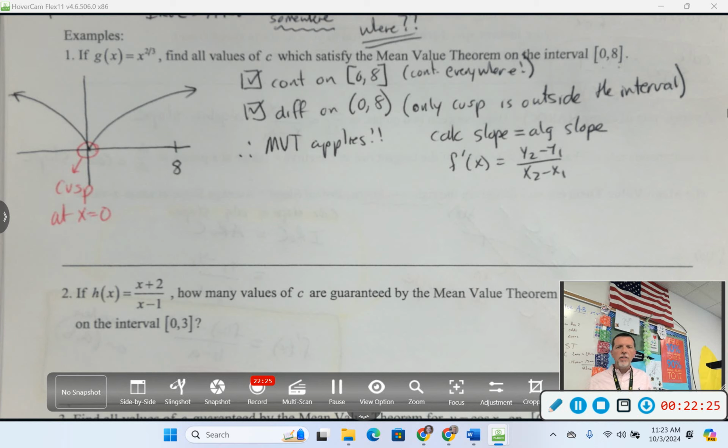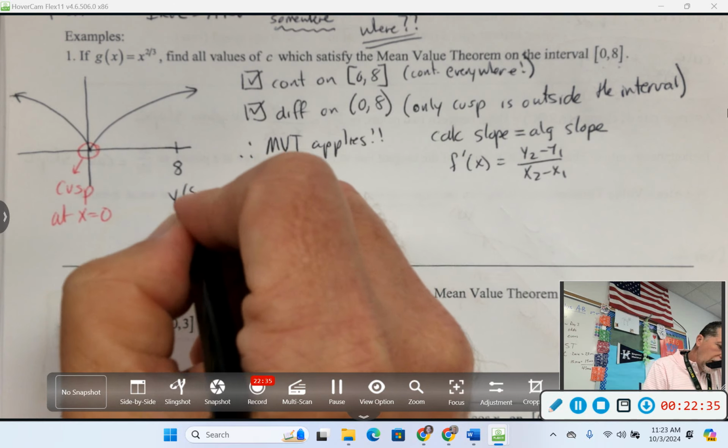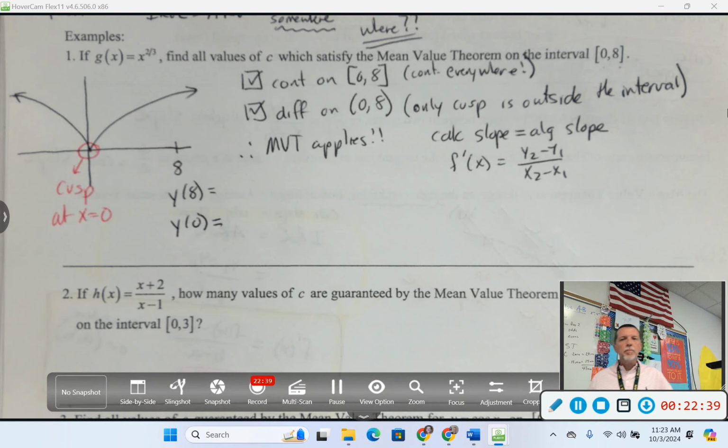Okay, so now I've got to find the calculus slope and I've got to find the algebra slope. I think I'll do the algebra slope first because that feels like it should be easier. So from 0 to 8, I need the y value at 8 and the y value at 0. And then I'll plug those in, and then it's an Algebra 1 question.